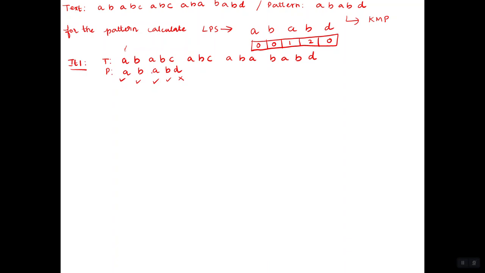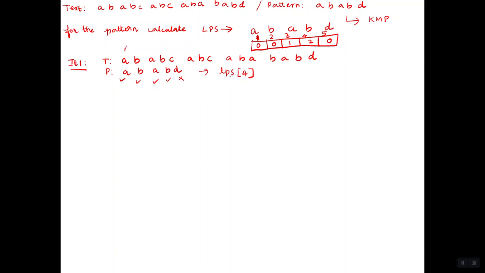Whereas in case of your KMP algorithm, we are going to skip the characters partially. So how exactly are we going to skip the characters? Just count how many characters are matching in the pattern. So the first 4 characters are matching. So I have to calculate what is the LPS of index 4. So this is index 1, index 2, index 3, index 4 and index 5.